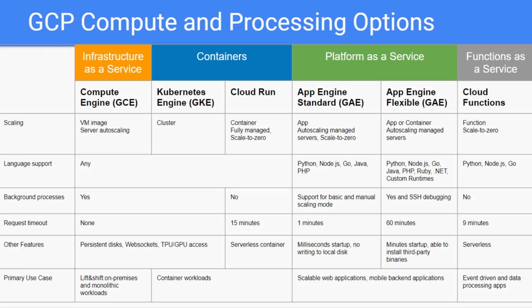There are 4 categories in compute and processing options: GCE in infrastructure as a service, GKE and Cloud Run for containers, GAE with standard and flexible options in platform as a service, and Cloud Functions in functions as a service. I collected the feature comparisons such as scaling, language support, background processes, request timeout, and others to help you select the right service in your exam.